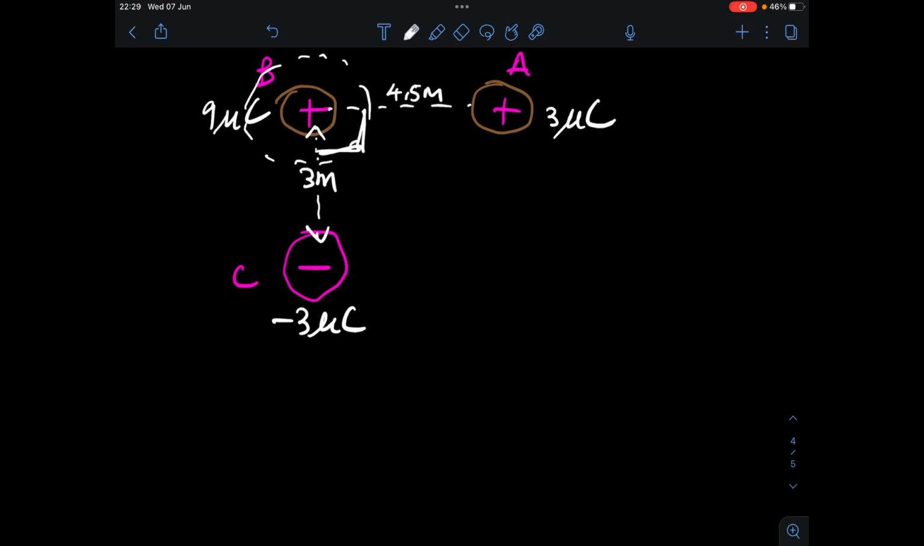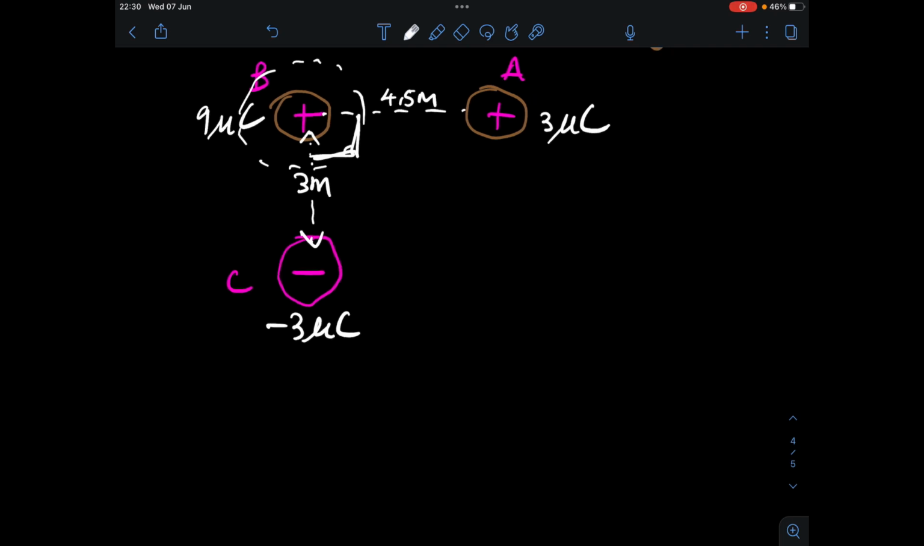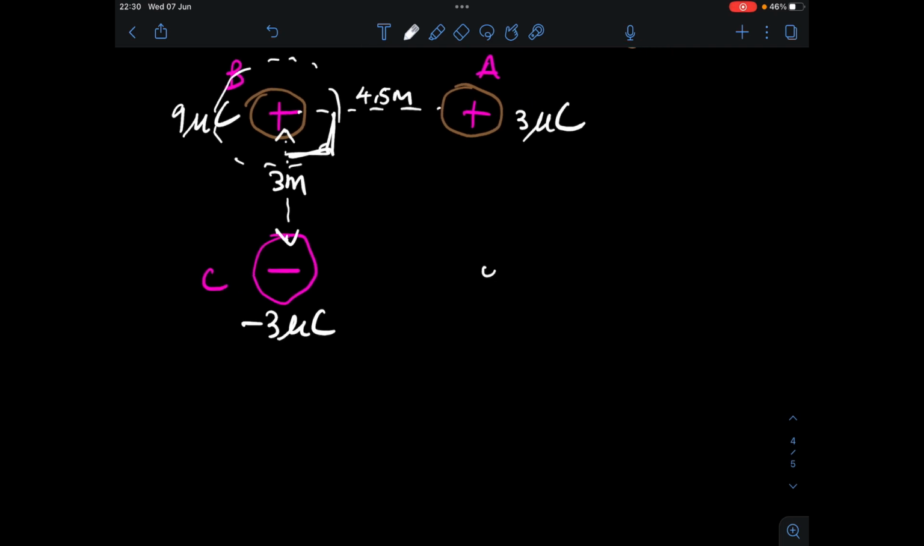The net force is the sum of the forces acting on B. The forces are due to A and C. That means A is exerting a force on B, and C is exerting a force on B. Now, let's look at the free body diagram. If you draw the free body diagram showing the forces acting on B, the force that A exerts on B is going to go in which direction?